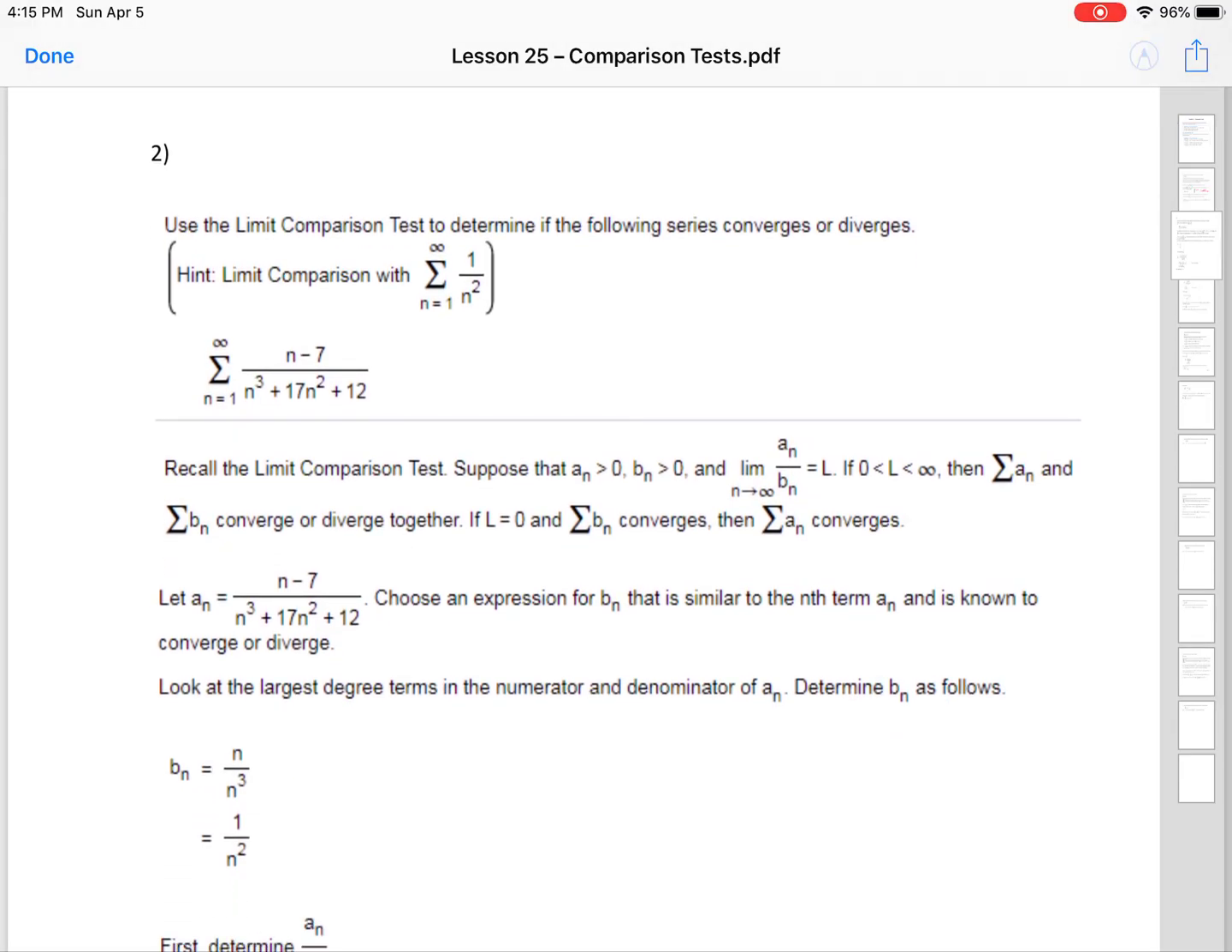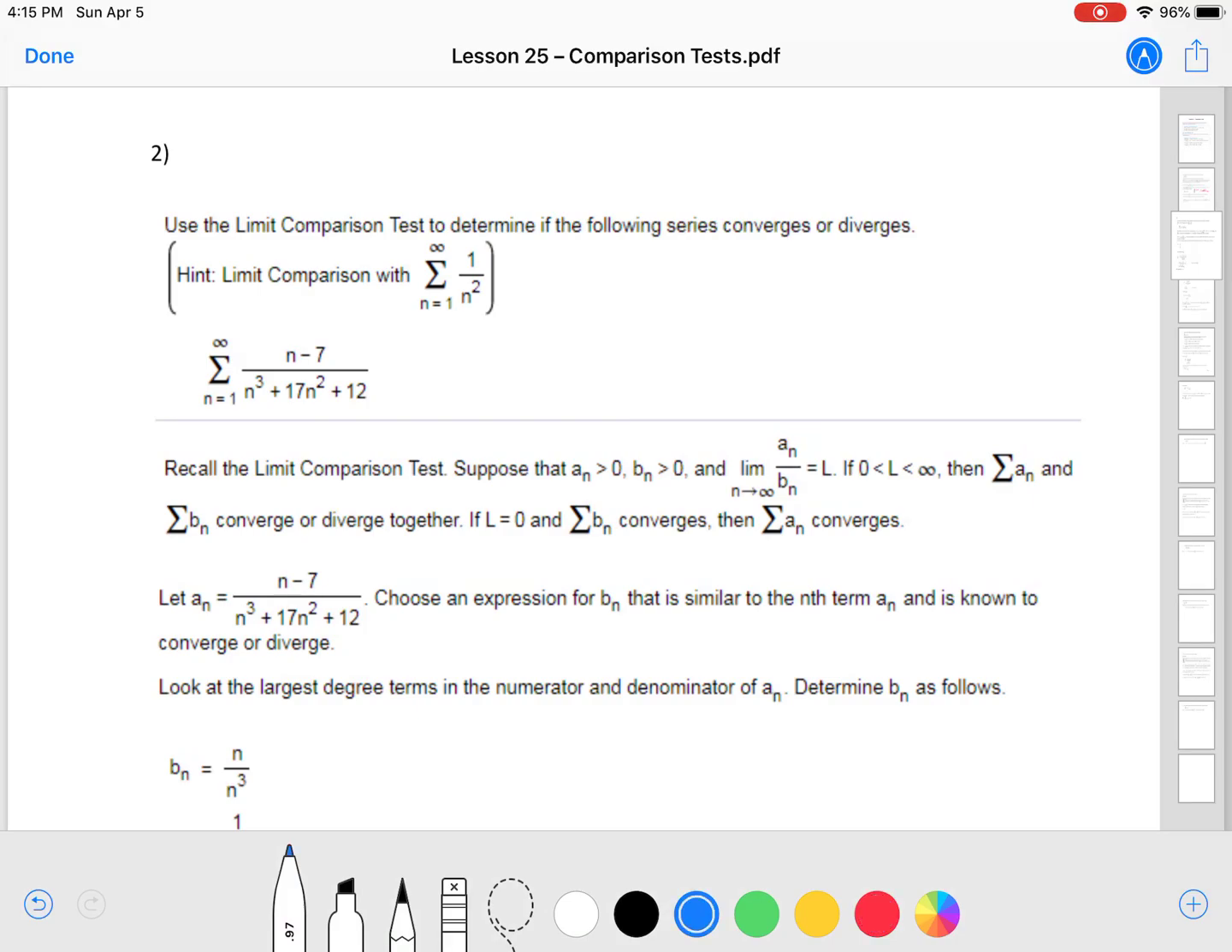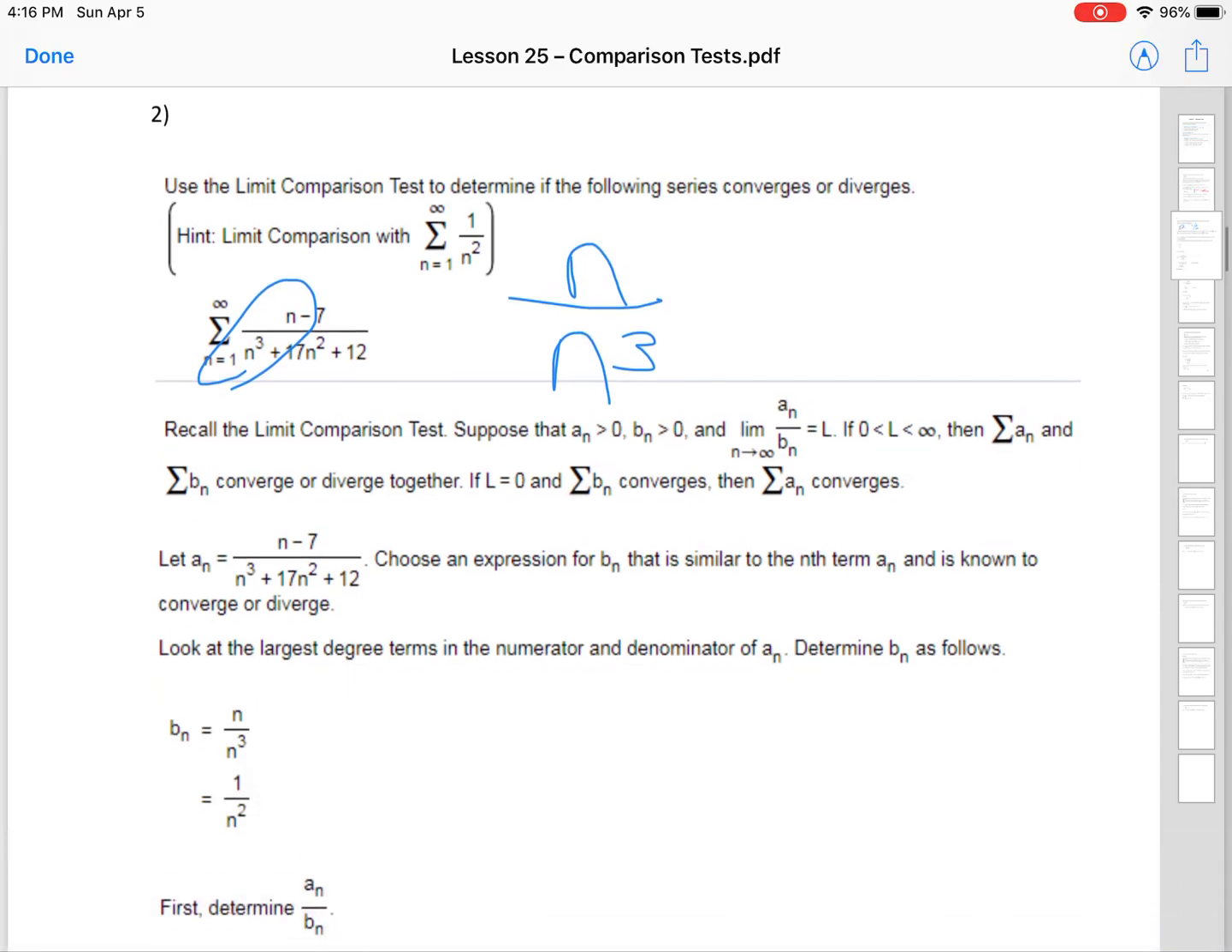Question 2. Use the limit comparison test to determine if the following series converges or diverges. Now, you're not always going to be given a hint as to what your made-up series should be. Let me show you how MyMathLab got 1 over n squared. They just took the first term and divided it by the first term in the original series, and that's how they got our made-up series 1 over n squared.